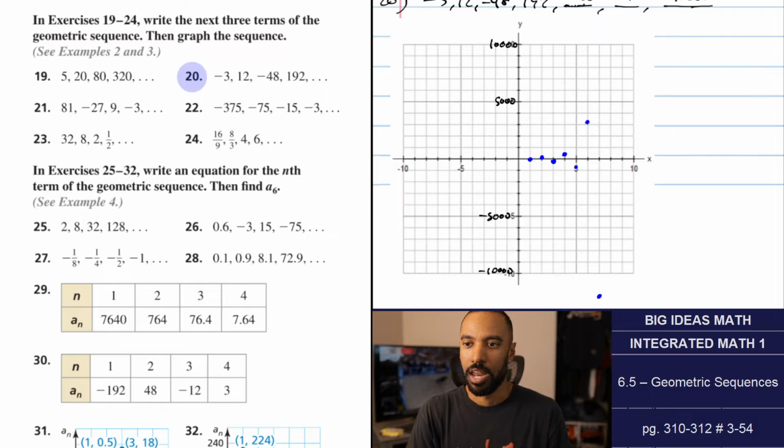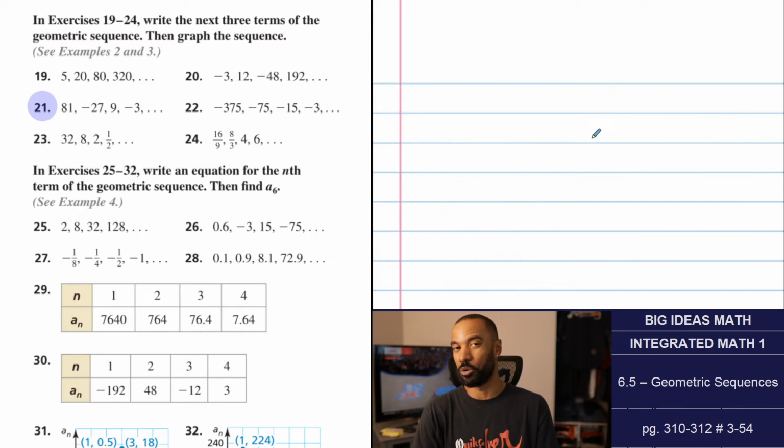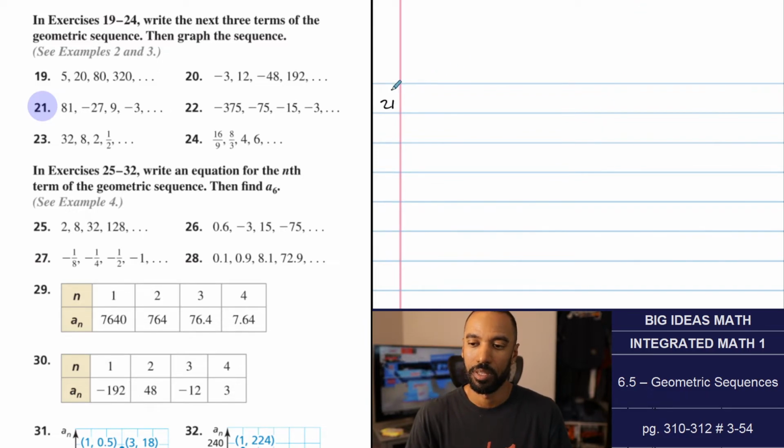Okay. Number 21. See, that's where geometric sequences get a little tough compared to arithmetic. There's a lot. Numbers get really big or really small really quickly. Number 21 has change in sign as well.